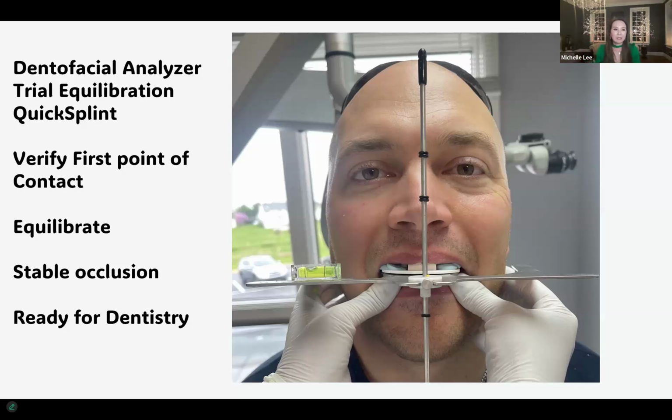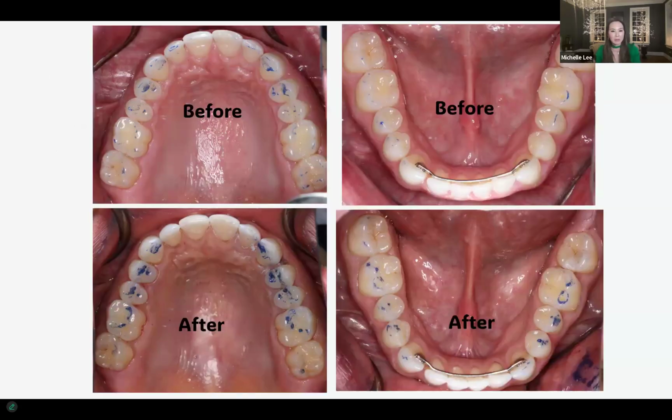I'm ready to stabilize his occlusion. I'm ready for dentistry. So I have him come back, and these are my before and afters. I start equilibrating him. He feels great. I feel like I have more restorative room because he's in a seated condylar position, so he's not colliding on his anterior teeth anymore. All of a sudden, I have a little bit more restorative space, which is awesome, and that's what I needed.